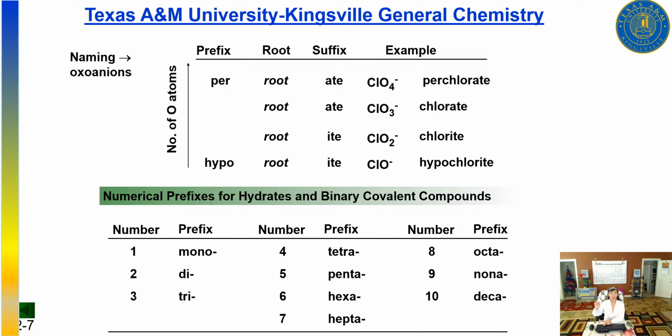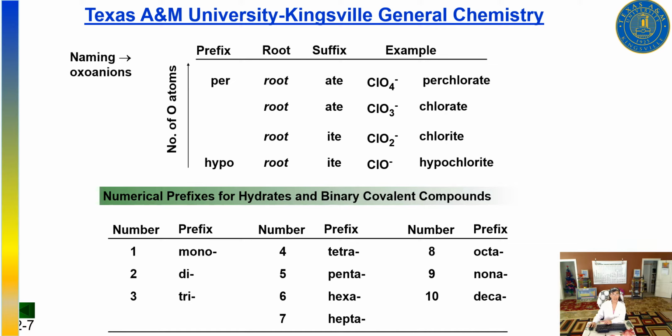In this kind of oxoanion substance, you need to know the prefix. You also need to know the root. And then you need to know the suffix. The prefix, you have something we call per, related to the high oxidation number of that root element. Such as if you have ClO4 negative, this compound, you have a suffix called ATE.